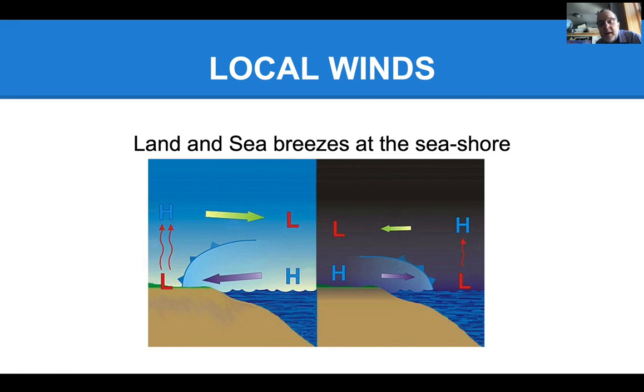And then at night, it's reversed. A warmer wind blows off the land towards the sea, an area of high pressure, a cooler wind, because the sand has cooled down because of its low specific heat. So now the land is cooler than the ocean, and it goes from high to low.